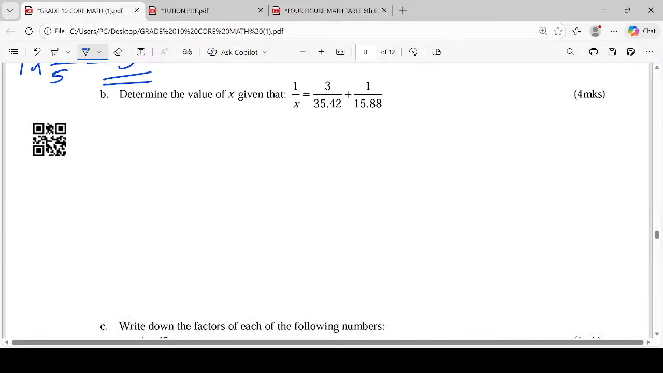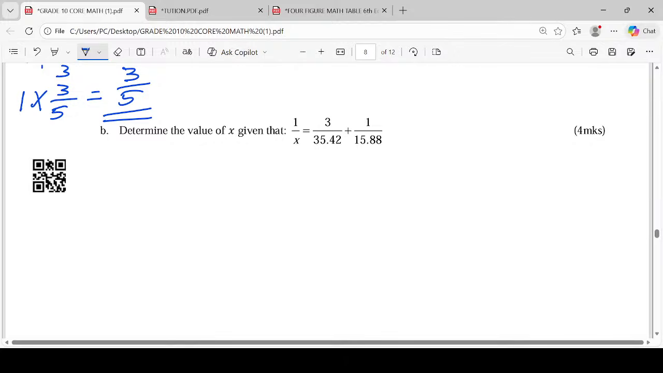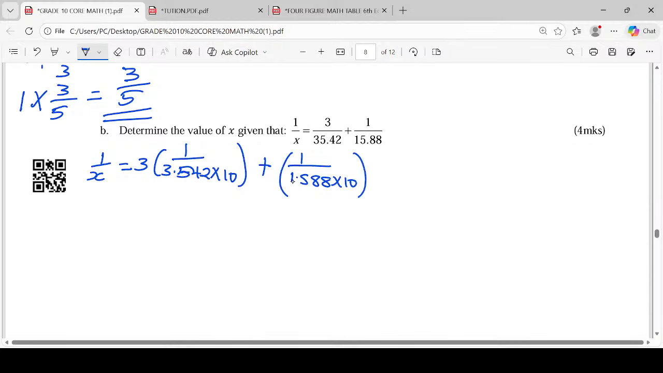Part B of the same question. Determine the value of x given that 1 over x is equal to 3 over 5.42 plus this. So this can be written as 1 over x equals 3 into 1 all over 3.542 times 10, plus 1 all over 1.588 times 10. I'm using the reciprocals.